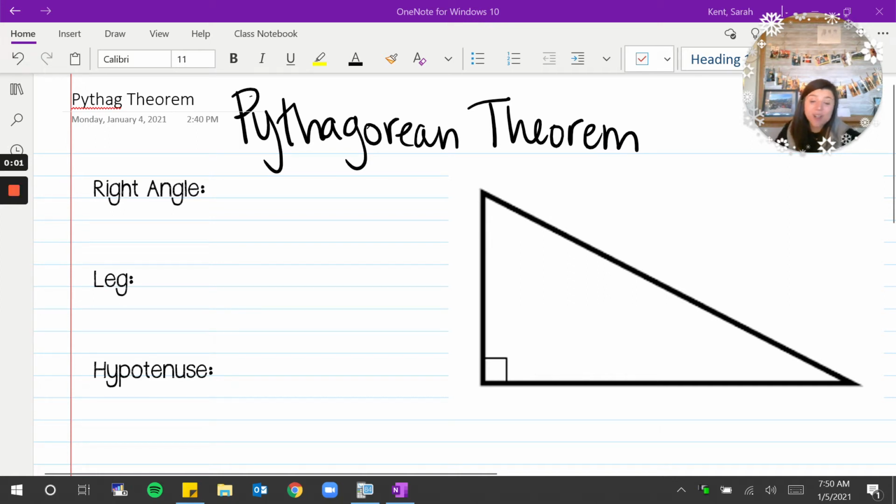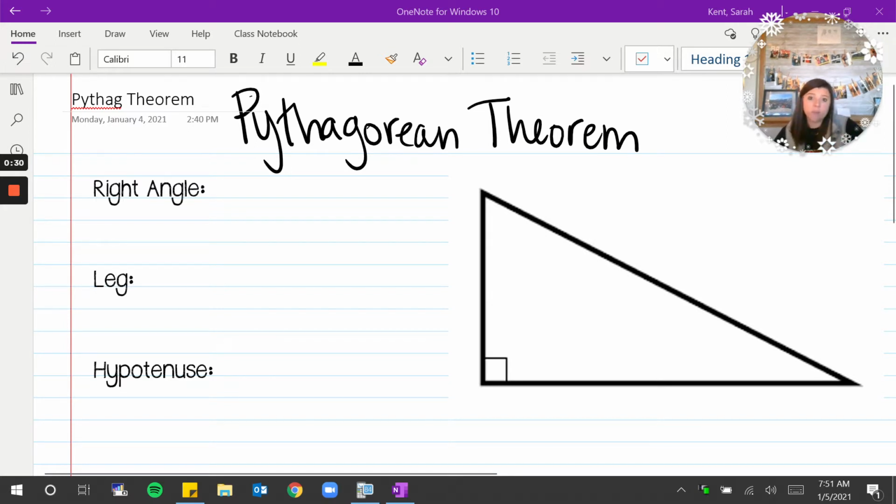Hey guys, welcome back. So we are starting off, we're still going to be looking at triangles. We finished last semester looking at triangles and we're going to keep looking at triangles. But this semester we're going to be starting with side lengths. So today we're going to look at something called the Pythagorean Theorem. This only works with right triangles.